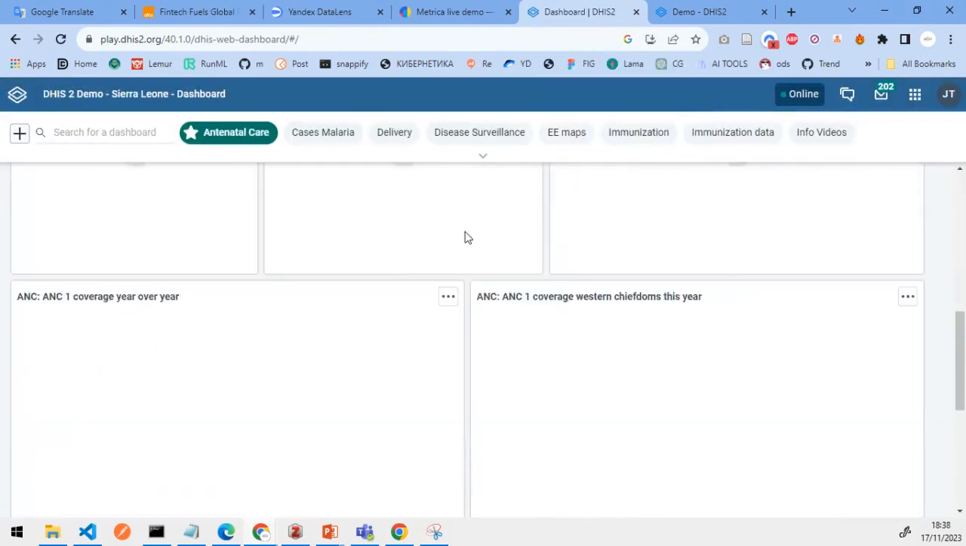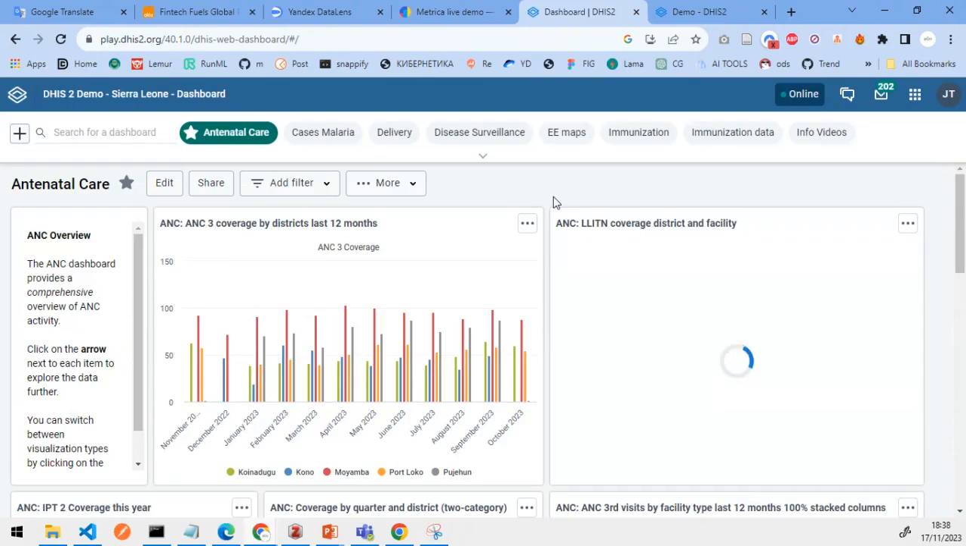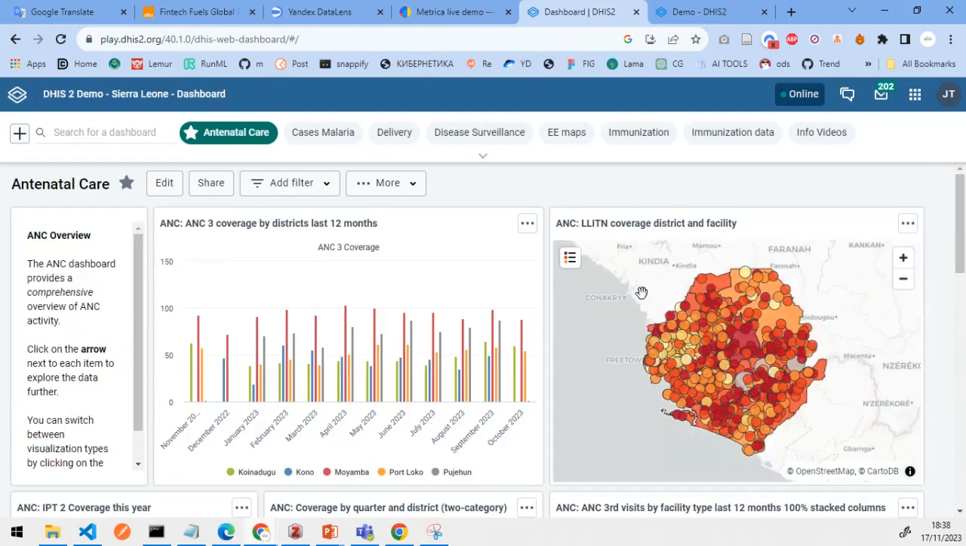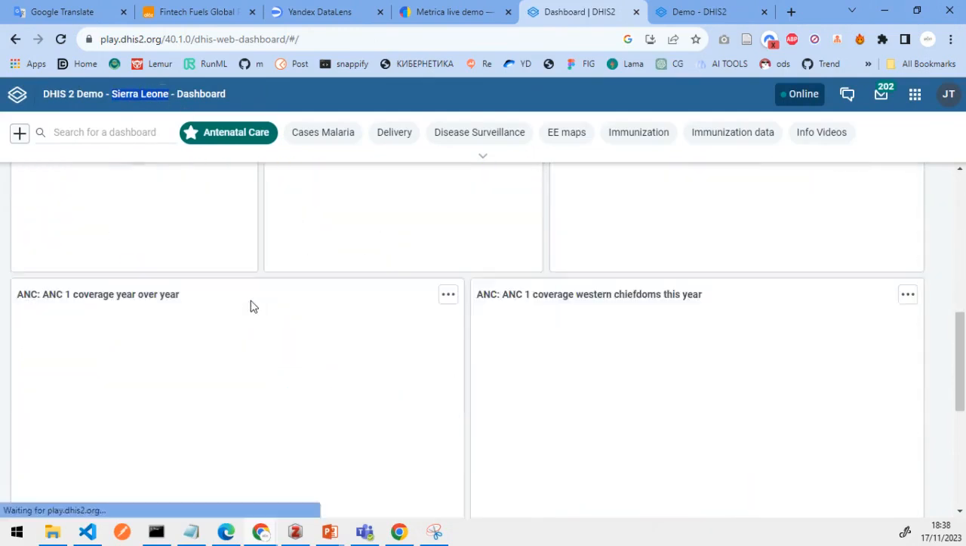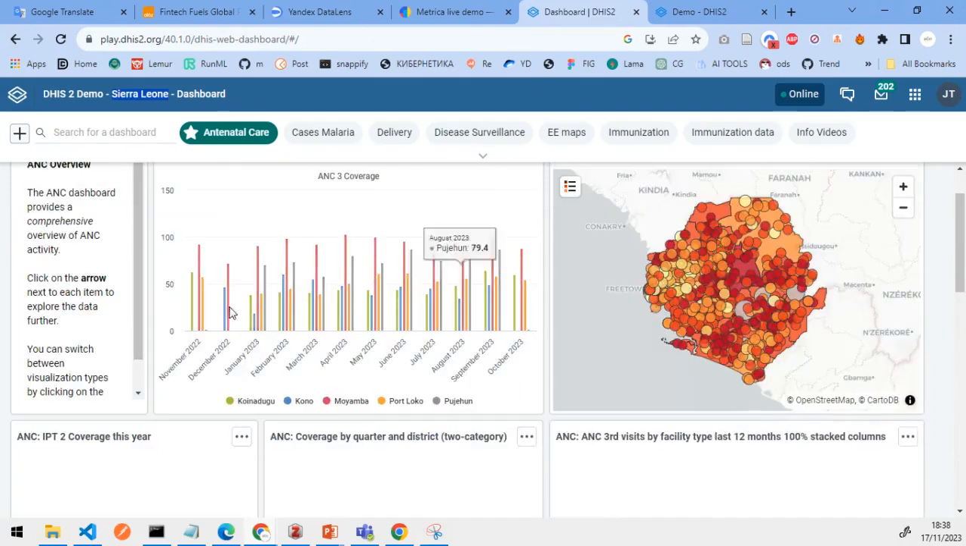So basically this is the system. It's an example of the system, and it's for one country in the world. This is demo data, so like West Africa and Sierra Leone, and these are some of the information you get.